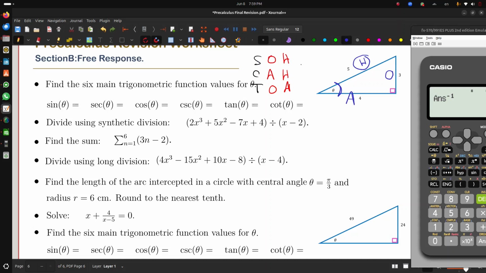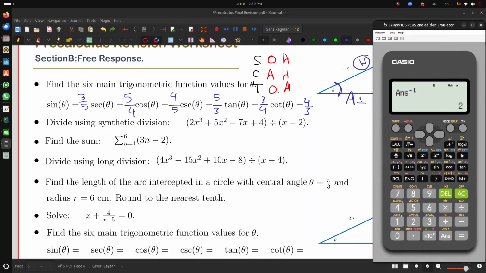So what's sine? Opposite over hypotenuse. So opposite 3, hypotenuse 5, so it will be 3 over 5. And sine is the reciprocal of cosecant, so cosecant will be 5 over 3. Okay, let's get cosine, adjacent over hypotenuse, so it will be 4 over 5. So cosine will be 4 over 5, and secant will be the reciprocal, so it means 5 over 4. Okay, tan, opposite over adjacent, opposite 3 adjacent 4, so it will be 3 over 4, and cotan 4 over 3. It's that easy.